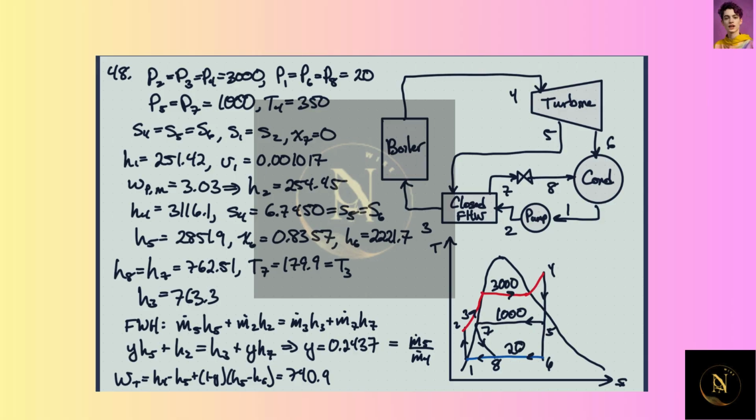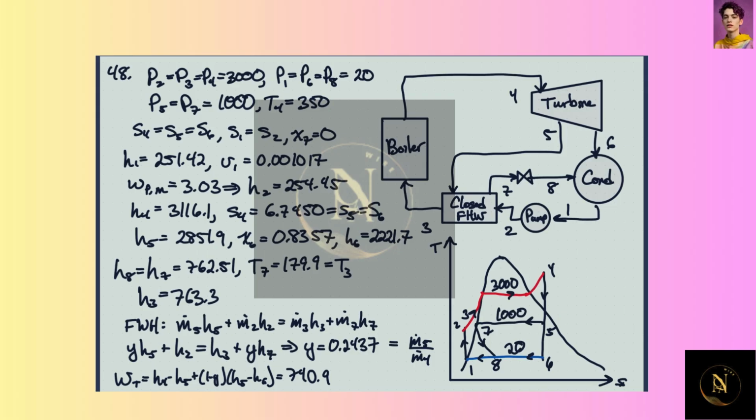Let's see here. Then we have the quality factor at 6 is about 83.6%. So then we get the enthalpy at 6. The enthalpy at 7 we can get because we know the temperature at 7, and we know that it is saturated liquid. And then we know that the enthalpy at 8 is the same because we're just going through a throttling process that we're assuming to be perfectly efficient.